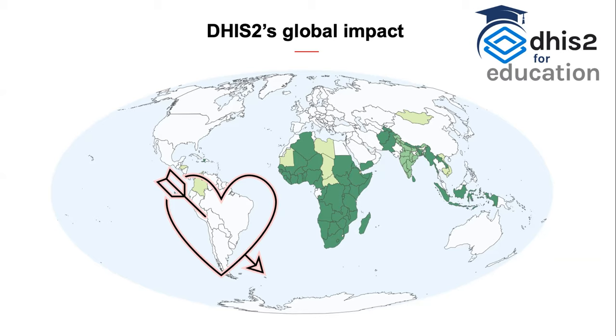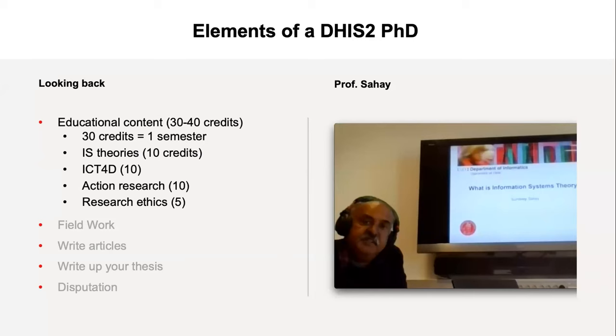So as you might guess, this is not a small research field. I did a Google Scholar search, and it reveals that to date there are more than 3,000 publications on DHIS2. So with only 9 years to go to fulfill the 2030 Sustainable Development Goals, there is really no time to lose. So why can you not join this awesome worldwide research community? I think you should. To do a PhD, it's not that hard.